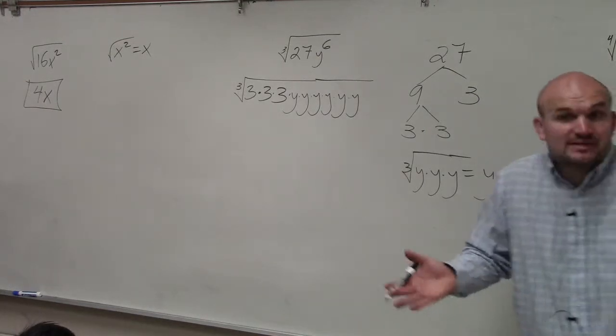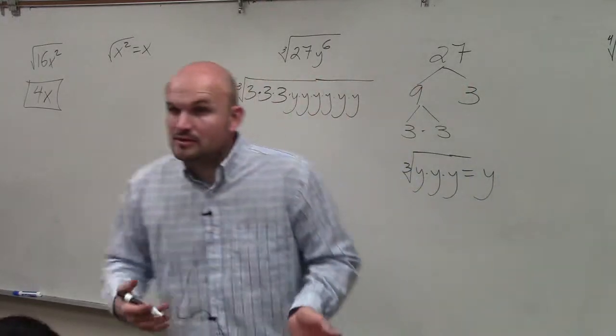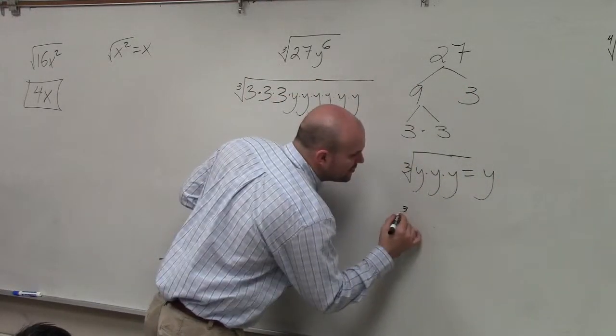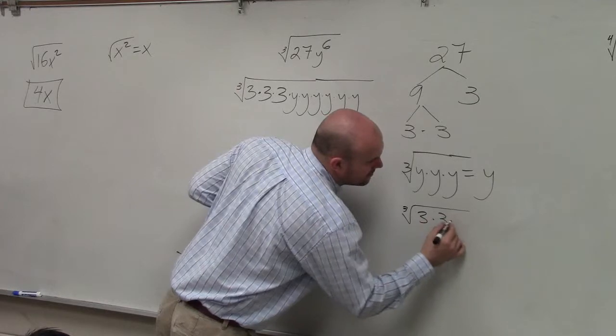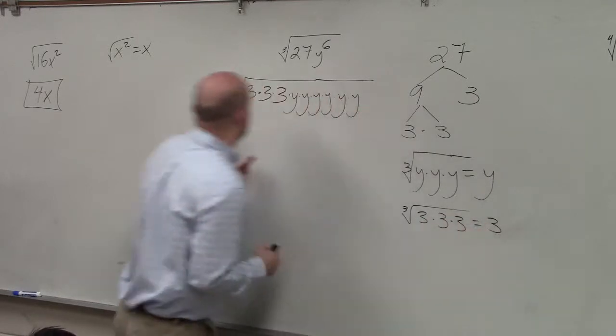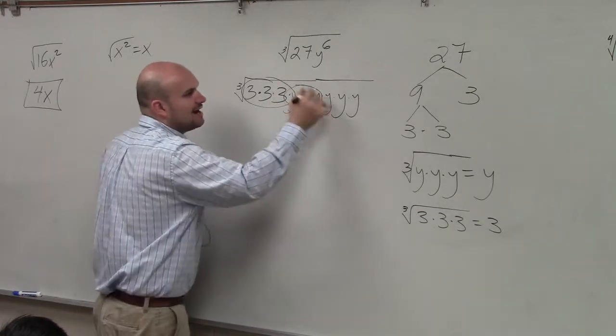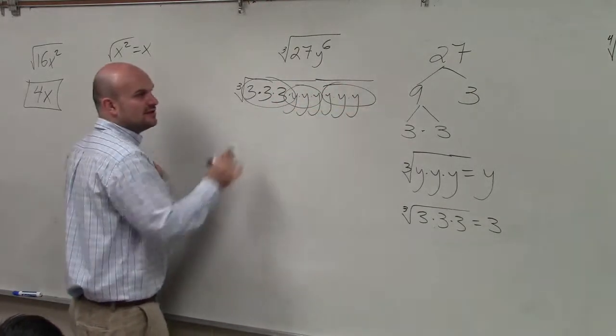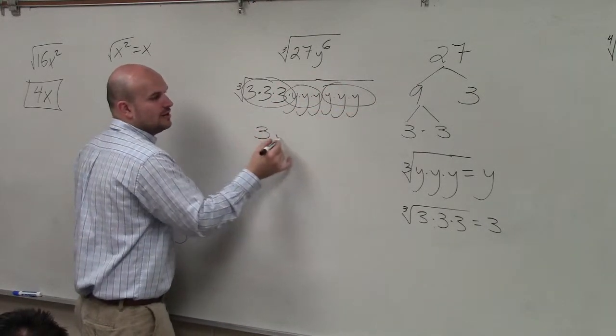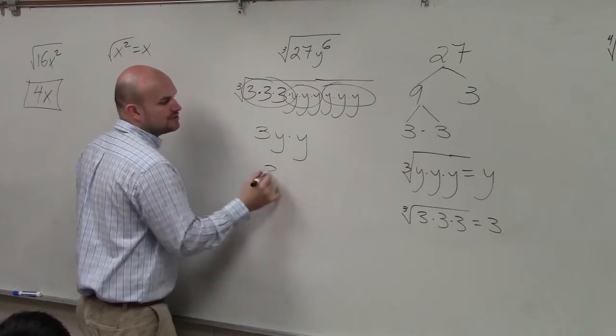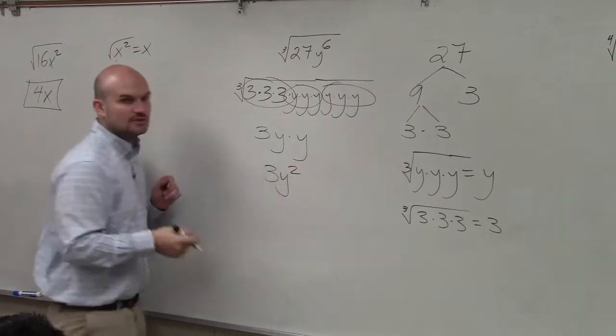So the cube root of 3 times 3 times 3 is equal to? What do you guys think the cube root of 3 times 3 times 3 is? 3. So look, I circle 3s. I have 3 y's. I have 3 y's. So therefore, this is just equal to 3y times y, which is 3y squared.